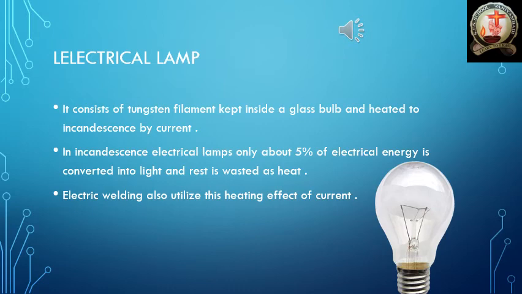Because of the current, that filament will glow. It consists of a tungsten filament kept inside a glass bulb and heated to incandescence by current. Whenever you switch on the bulb, first of all the tungsten filament will heat. After getting heated, it will start to glow.